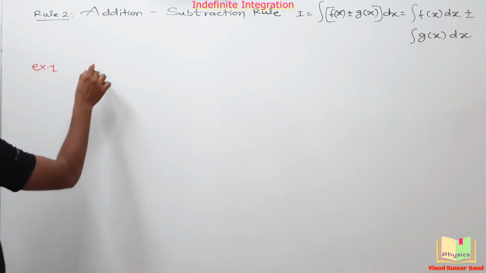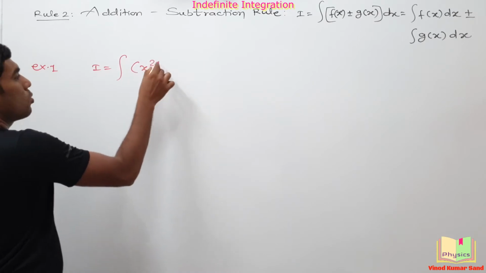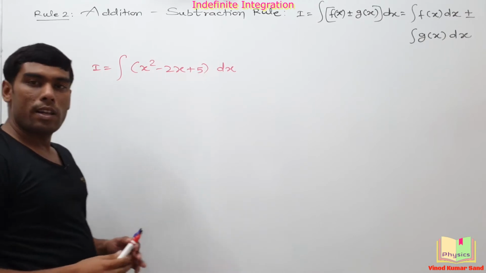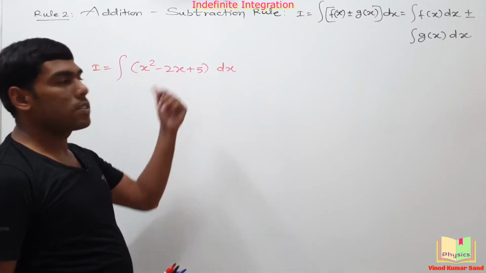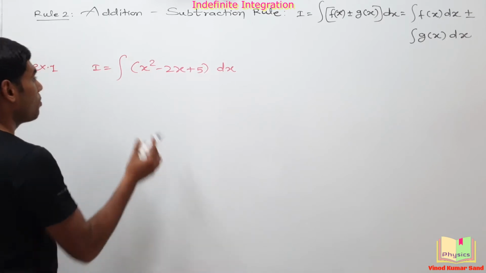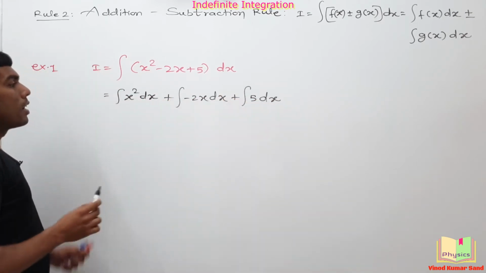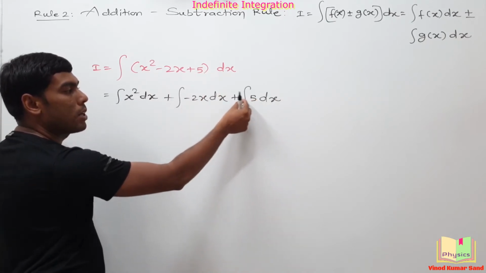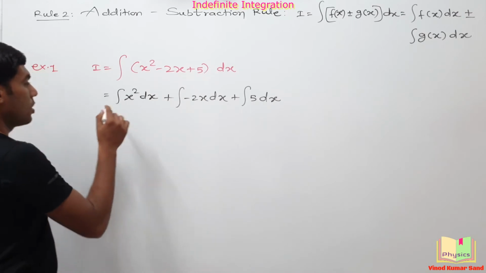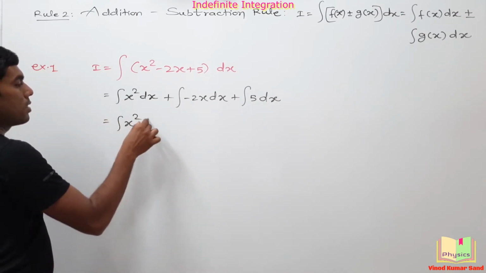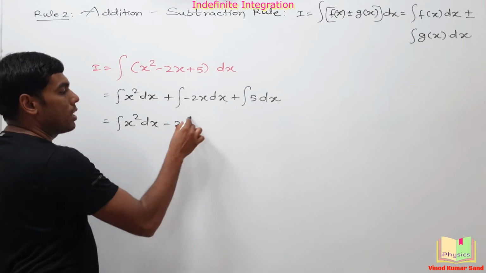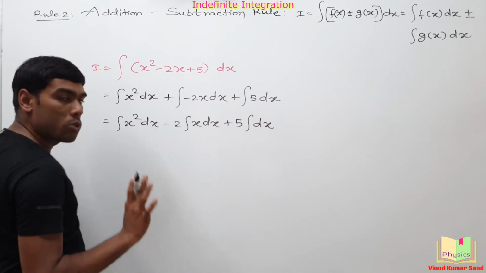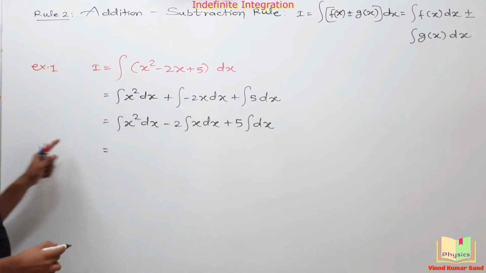Example number 1, integration of x square minus 2x plus 5 with respect to the variable x. Here we have 3 things, so we can operate them individually. Now here we can use the constant multiplication rule. Constant can be taken outside of the integration. So this will be written as minus 2 I am taking outside, 5 also I have taken outside. Do you agree? Now let us simplify them.